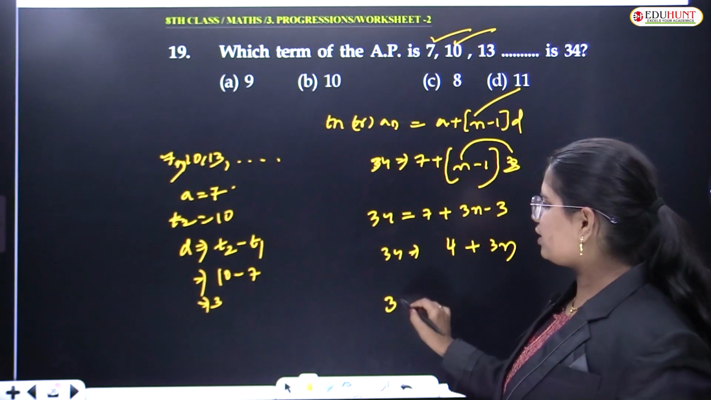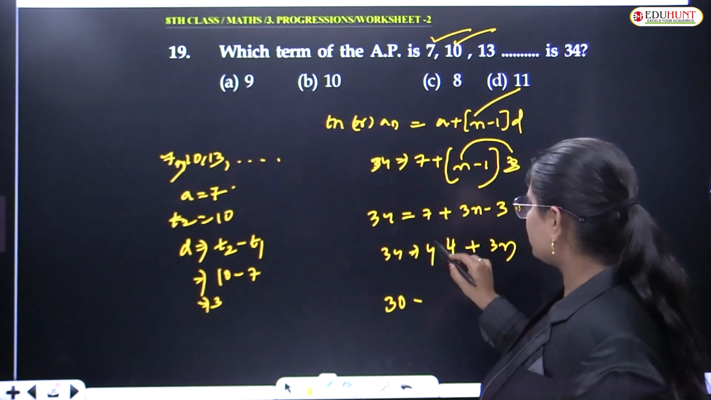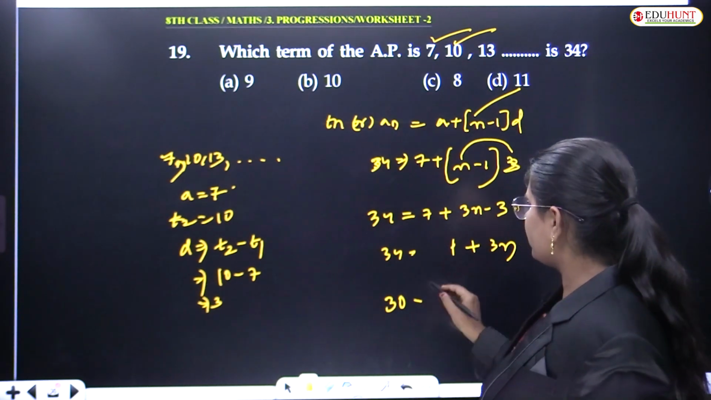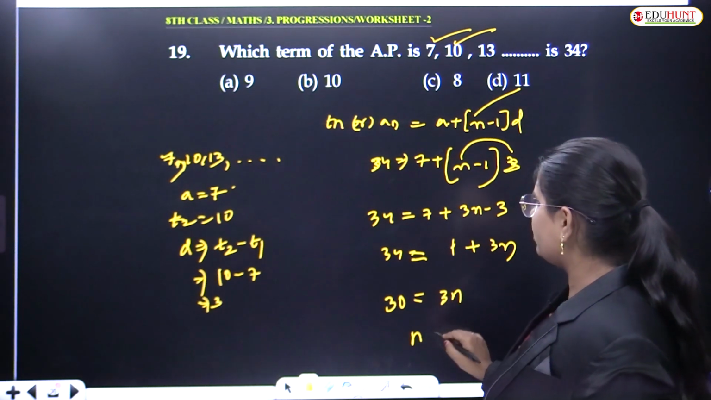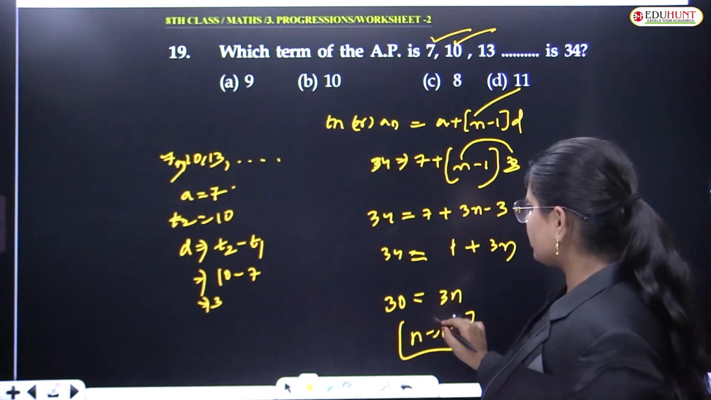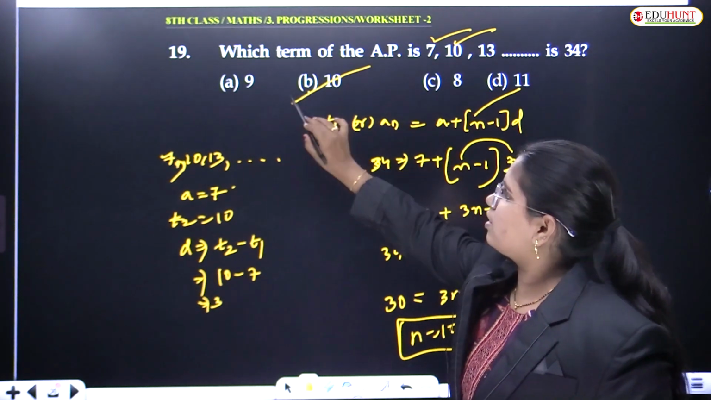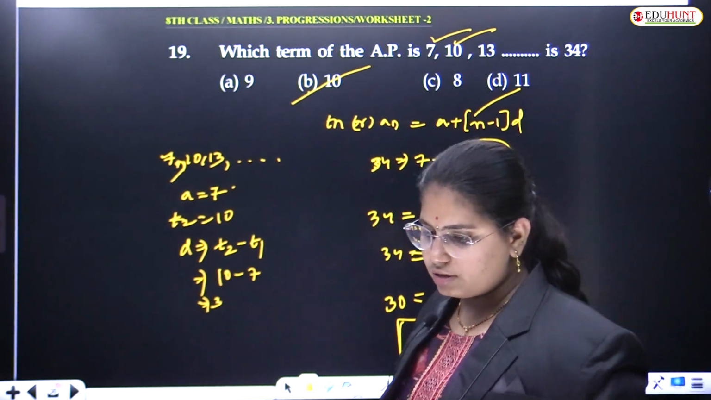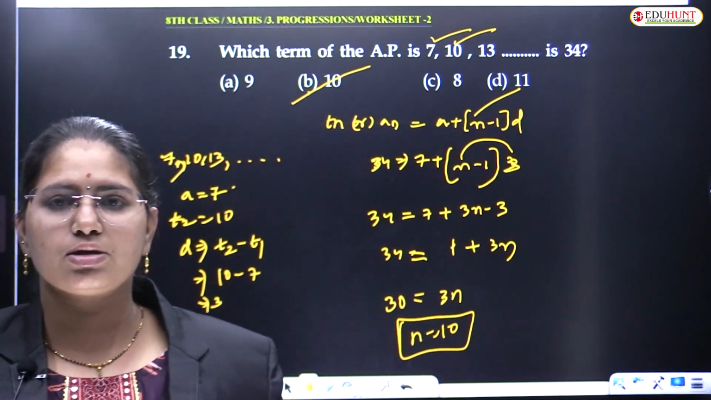Transposing 4 to that side, it will become 30, that is 34 minus 4. So what you will be getting? 30 is equal to 3N. What is the N value? 10. So at the 10th place, you will be getting the value 34. 34 is at the 10th place. Am I clear with this question?